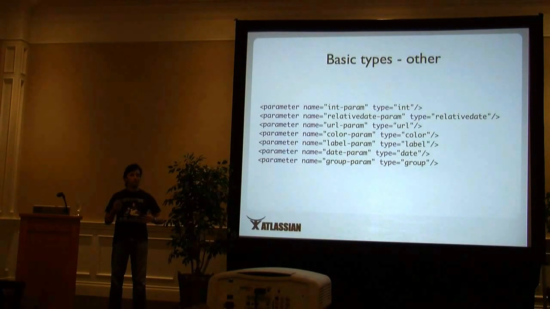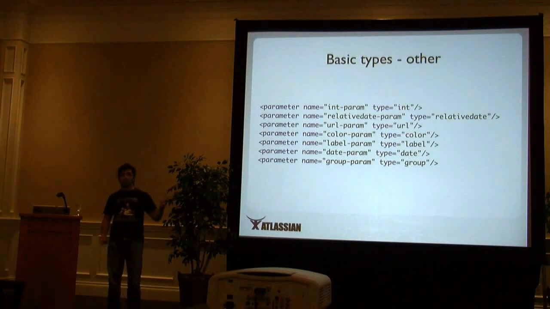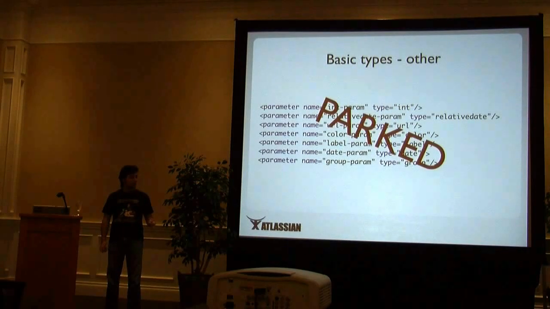Now, unfortunately, we did not end up with enough time to do a fancy UI for these things. It does make sense to have a color picker for a color type. But the cool thing is that if you specify a type of color in your macro, then even though it'll use a string for now, when we end up updating that UI, you'll just, of course, get that included in your macro. So consider them parked for now.